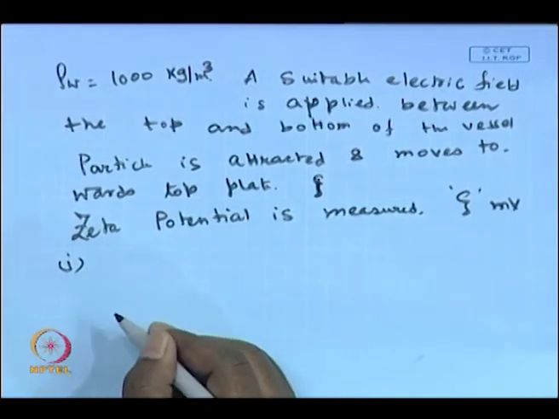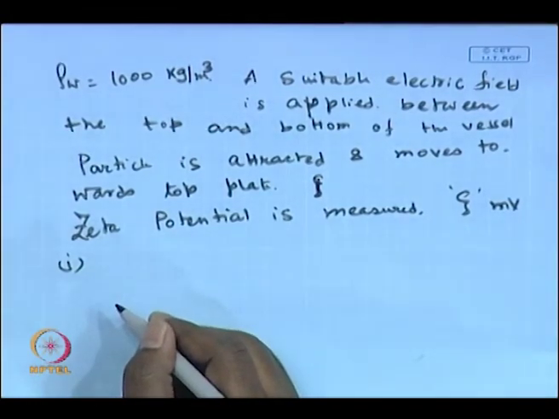Because the particle density is higher, 2000 kg per meter cube, the particle will be sitting at the bottom of the tank. Now, you have to apply a minimum electric field so the particle will be lifted up. So, you have to find out that minimum electric field strength.